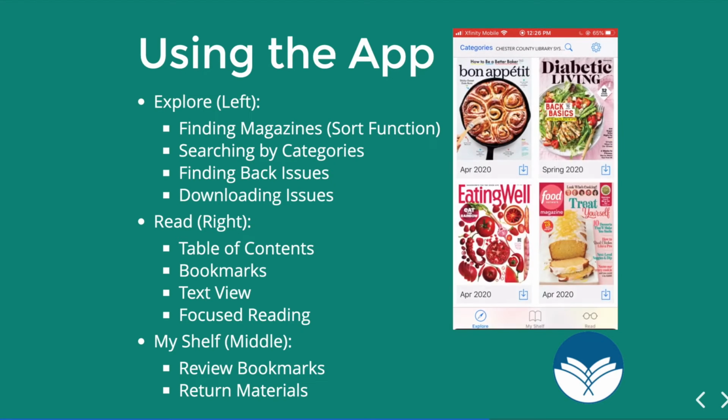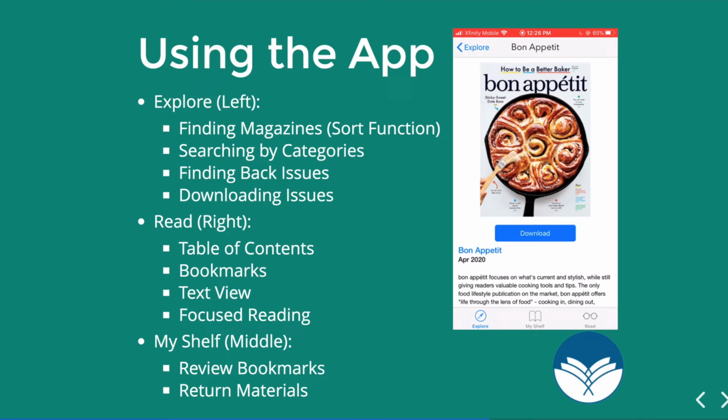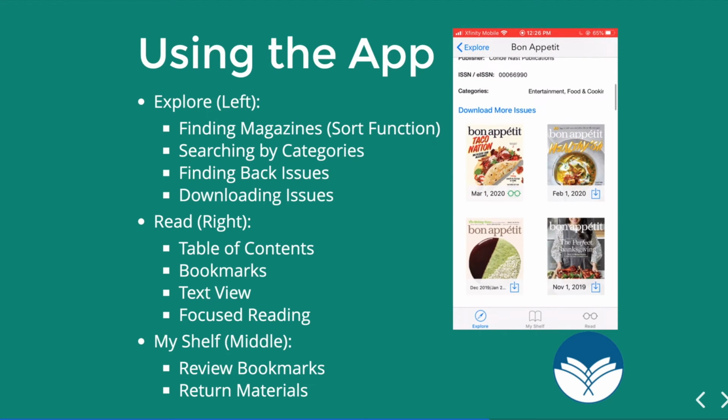Now, if I want to find back issues, what I want to do is select the title that I'm interested in, and I can either hit download directly here, or I can scroll down and see all past issues that are currently available. So to download those, I would hit the little down arrow if I wanted to do that.